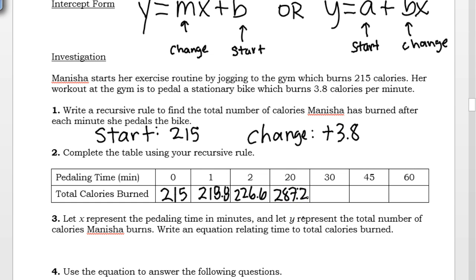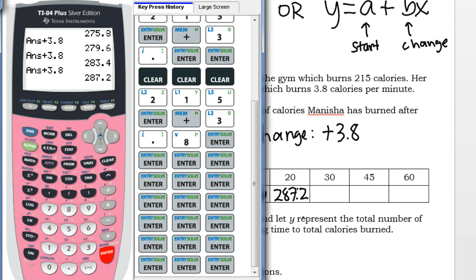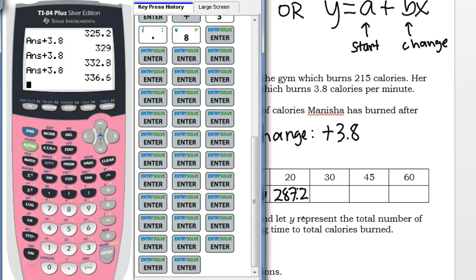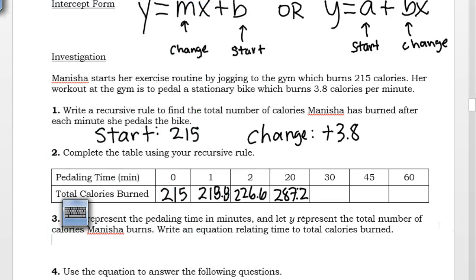Okay, now I gotta go up to 30, and then 45, and then 60. And you can kind of just see that it takes a minute, and maybe I lose track. And who really wants to go up to 60? That's where the intercept form comes in handy. Rather than hitting enter 20 times, I can simply multiply by 20. Or rather than hitting enter 60 times, I can simply multiply by 60.